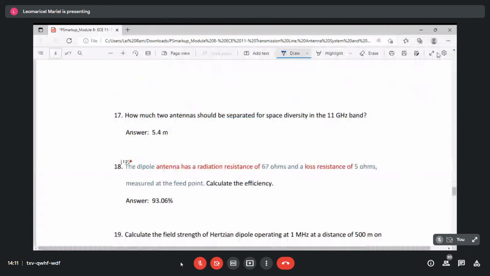So ito na yung gamitin nyo. You can use this one, given yung mga another formula na yan. So you can use this second formula kung ibigay lang yung frequency. So 3 times 10 to the 8 all over 11 times 10 to the 9. Giga, 9.